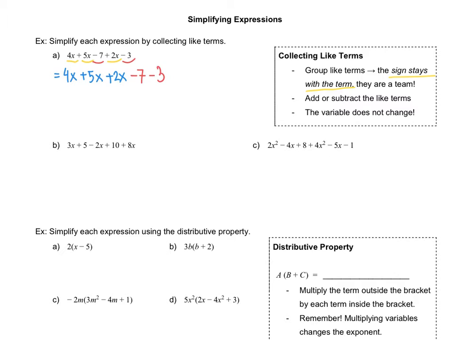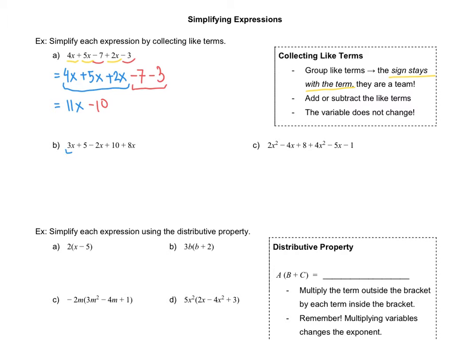And now at this point, you would just do the addition or subtraction. For my x's, 4 plus 5 is 9, plus 2 is 11. So I have 11 x's in total. Notice that the x did not change. It did not become x cubed because you saw 3 x's. The variable stays the same. And then for the constants, I am not doing 7 minus 3. I am doing -7 minus 3 because the sign goes with it. -7 minus 3 is -10. You're adding the negativity.